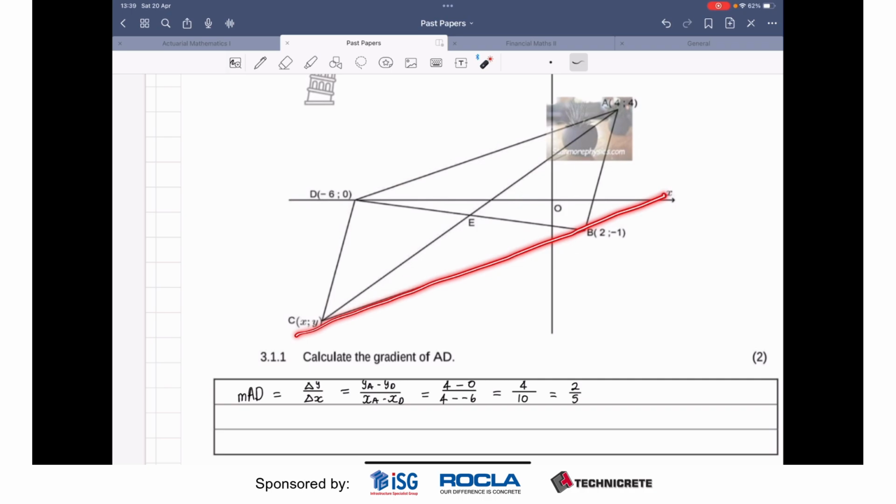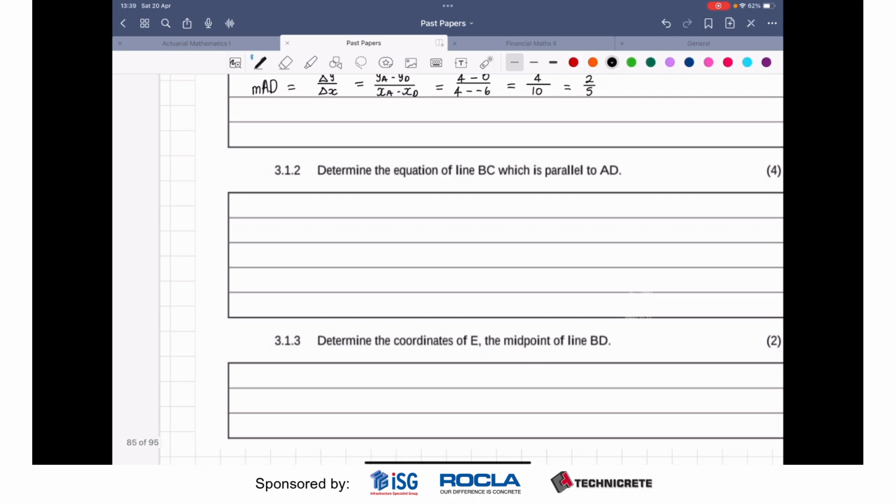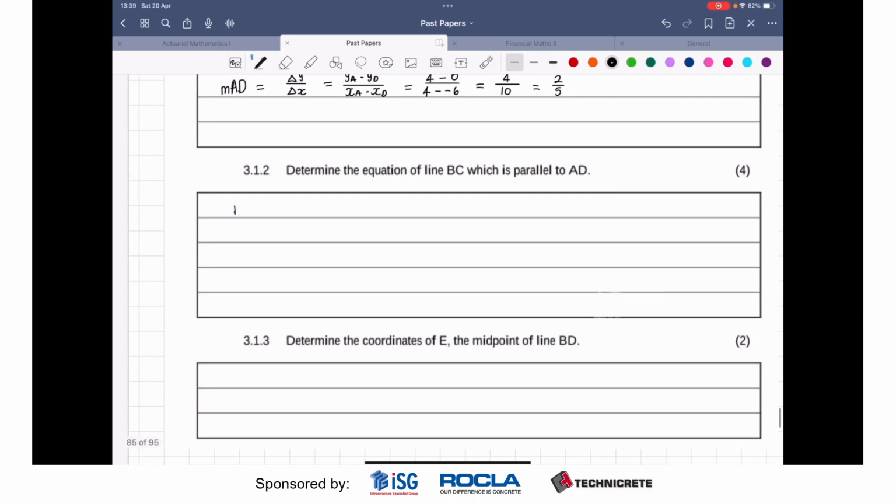So for y, I'm going to put in y minus y1. I'm going to put in this y value for B, which is negative 1. And then it's equal to m. I found that the m was 2 over 5 because it's parallel to this line AD. And then that's m times x minus x1. And the x I'm going to use is the x of B, which is 2. So the first thing I'm going to say is that m of BC is equal to m of AD, which is 2 over 5, and that's because they're parallel, I was told. Then the equation of a line, I can use this equation.